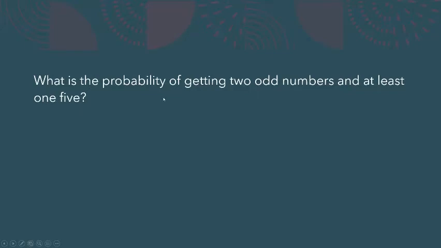Dito na tayo sa mas intermediate difficulty na question. What is the probability of getting 2 odd numbers and at least 1 5? So, para masagutan to, gagamit tayo na iba pang paraan. Hindi natin pwede gamitin dito yung independent events formula kasi hindi magiging tama yung sagot. Try natin yung unang formula.